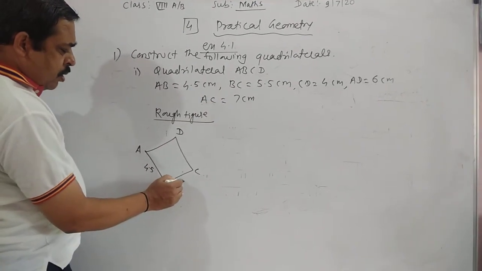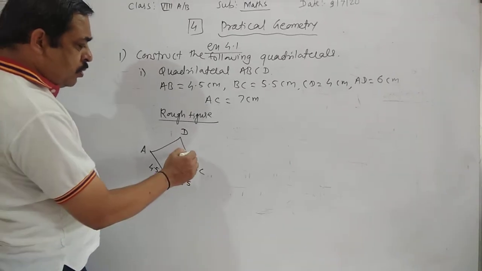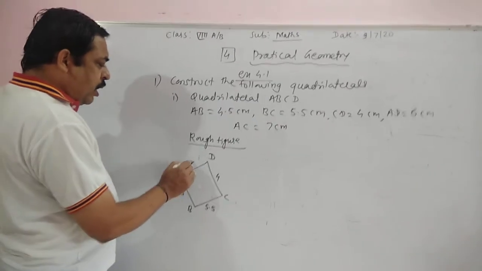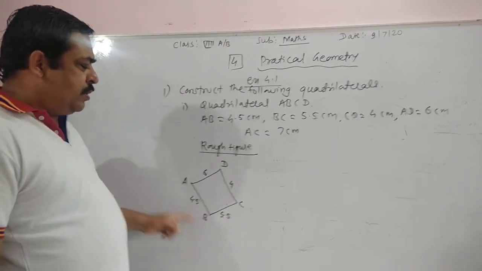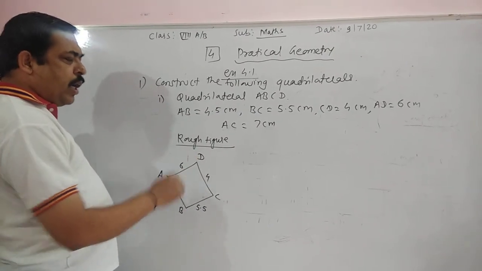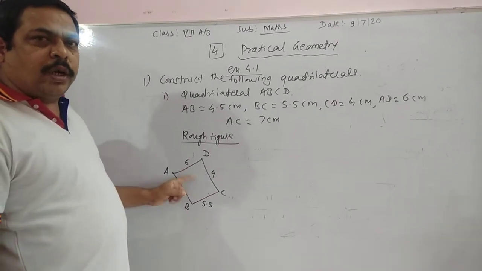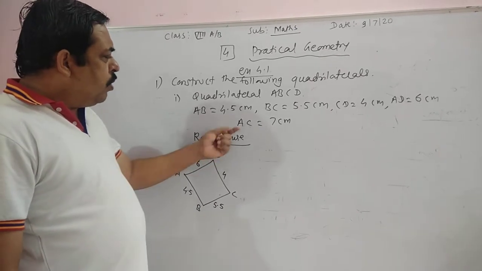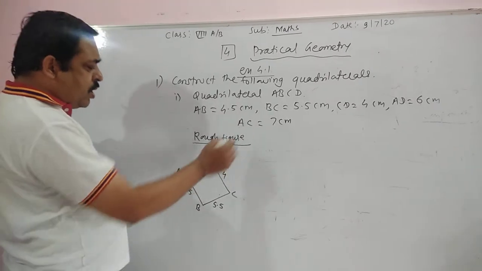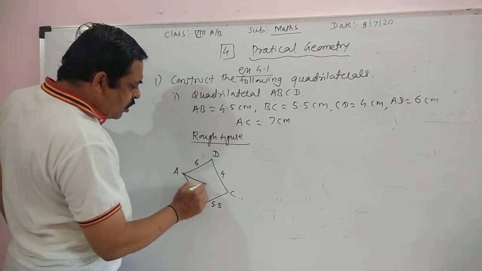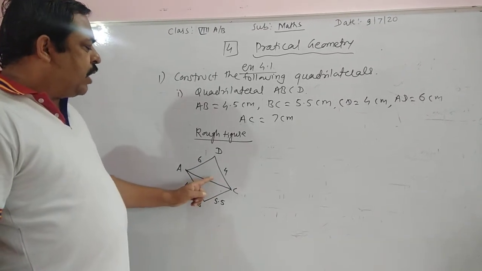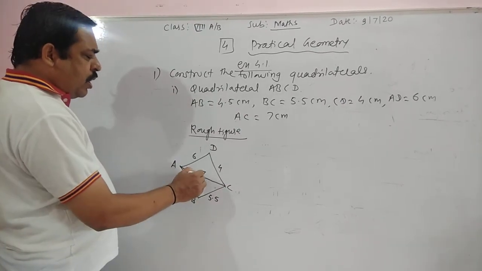BC 5.5. The length of CD is 4 and the length of AD is 6 centimeter. All the measures are in centimeter. The length of 4 sides of that quadrilateral are given to you. Now one more thing is given, that is the diagonal AC. The length of diagonal AC is given. If we join A and C, these are the two non-consecutive vertices, then we get the diagonal AC. The length of the diagonal AC is 7.